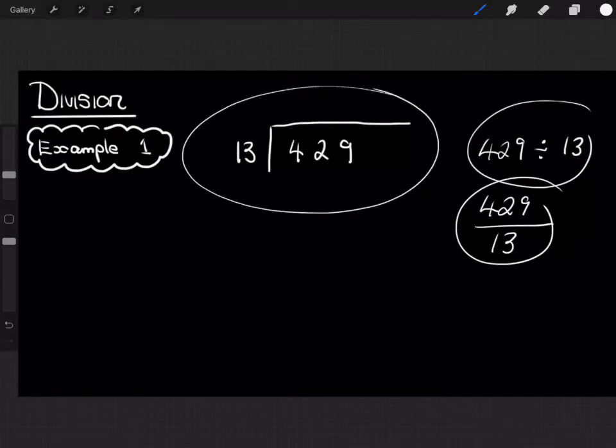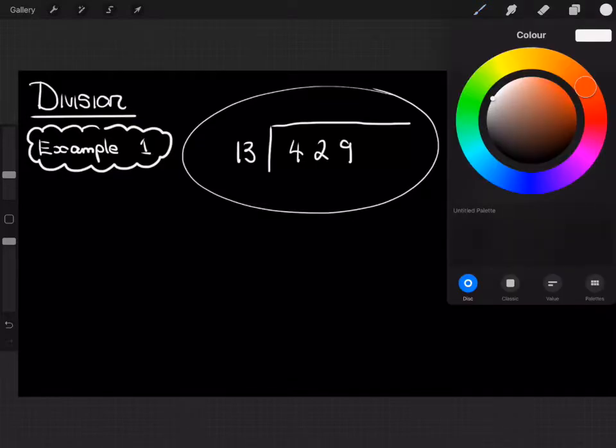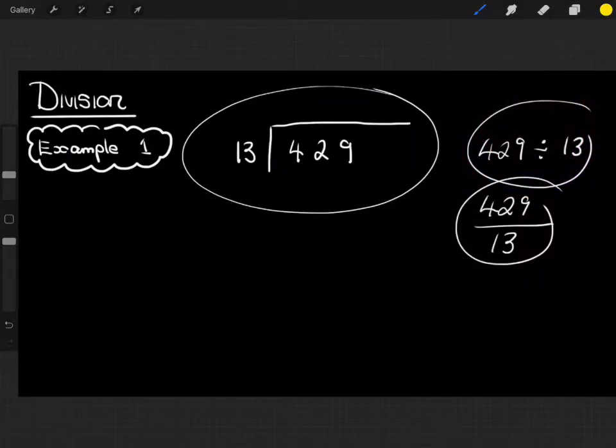Here, this is the way we'd set it up or write it if we actually want to work it out manually. So let's go ahead and have a go at it. Okay, we'll change our color. There we go. So, first thing we do, 13, we look at this number here. How many times does 13 go into 4? Well, it doesn't go into 4. Okay, so now we look at 42.